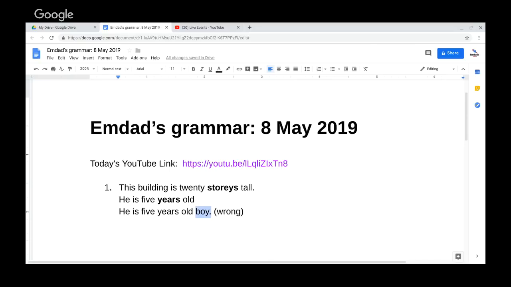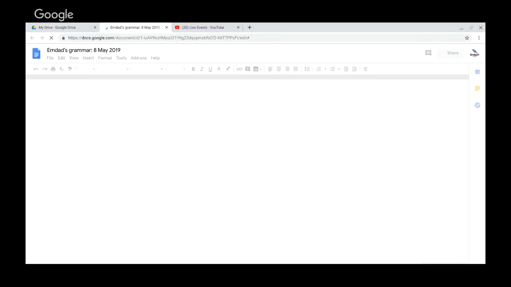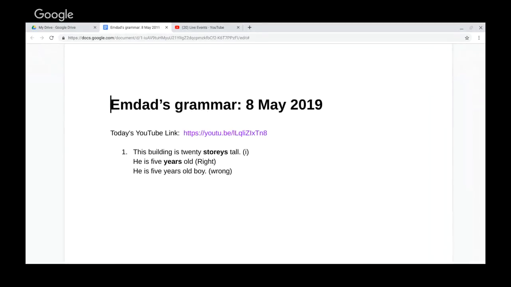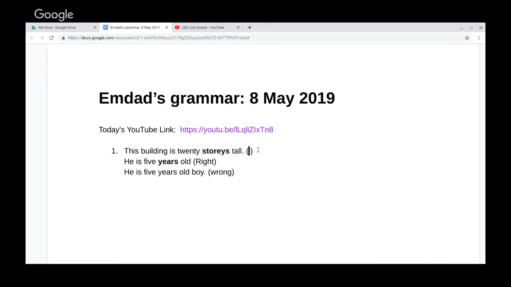Here, the appropriate way, let me write it here. So these sentences are right. And this one is right too. Yeah. So this sentence is right too. Yeah. But how can we correct this wrong sentence? He is 5 years old boy, because it's finishing with a noun.